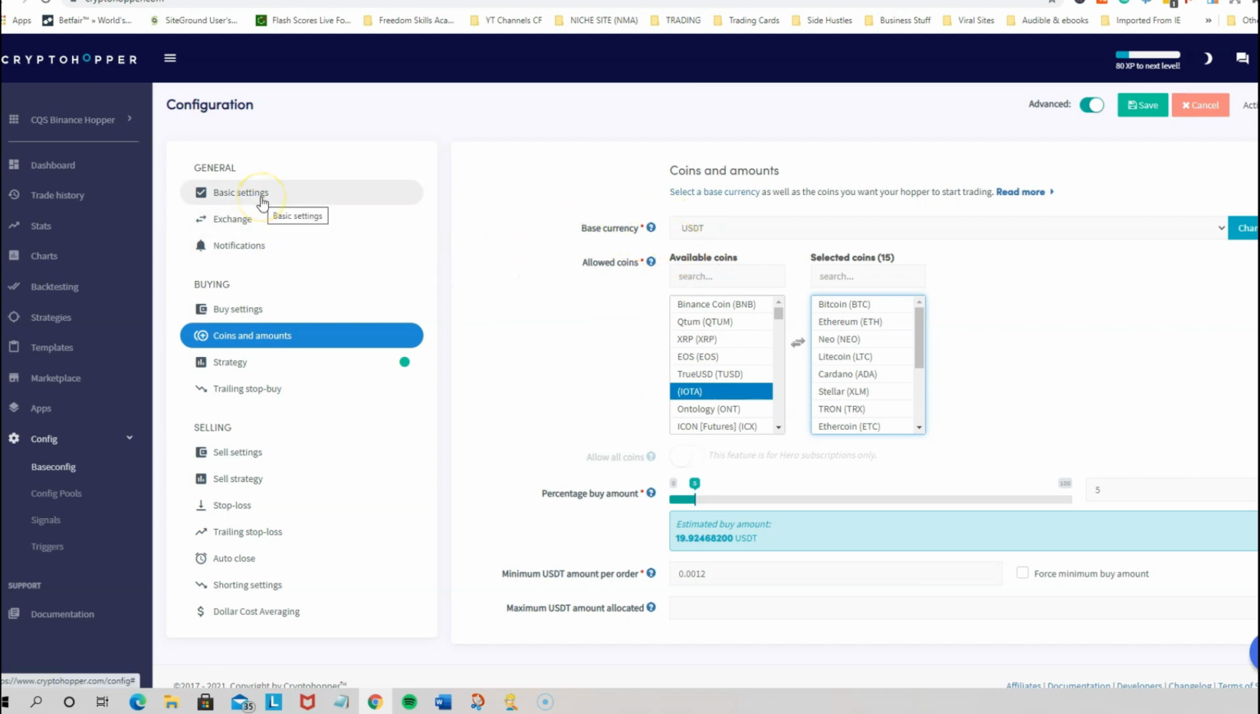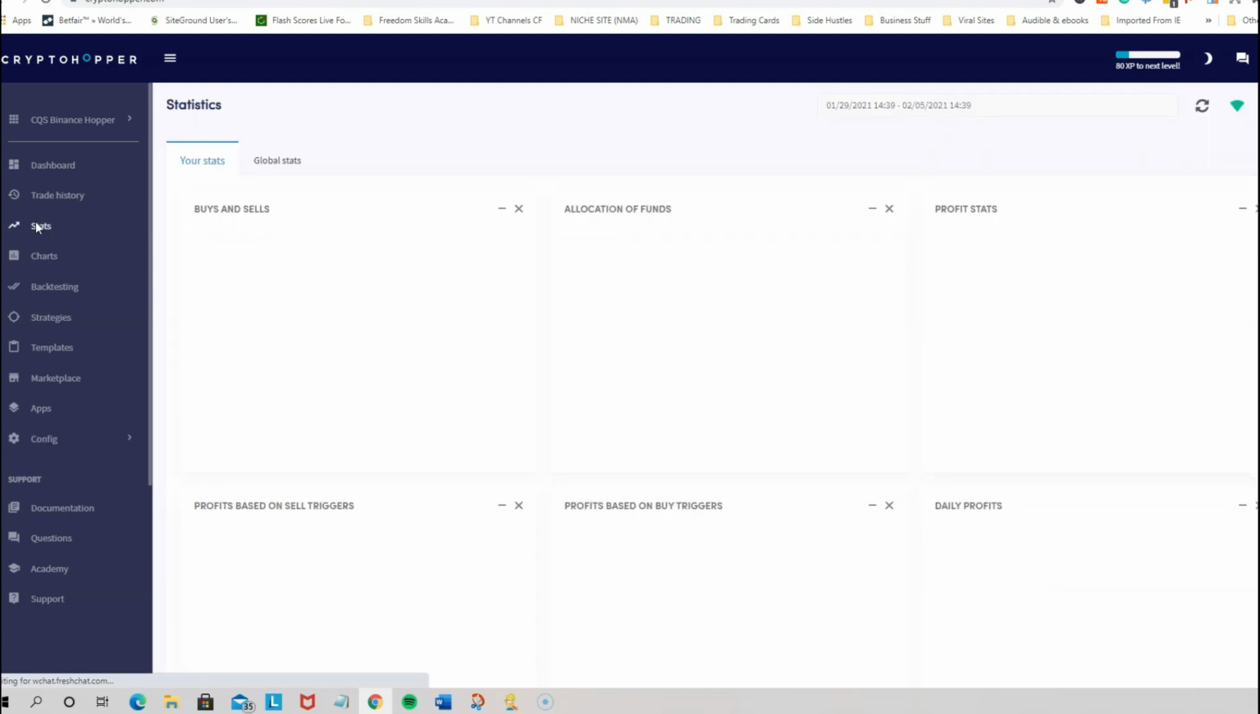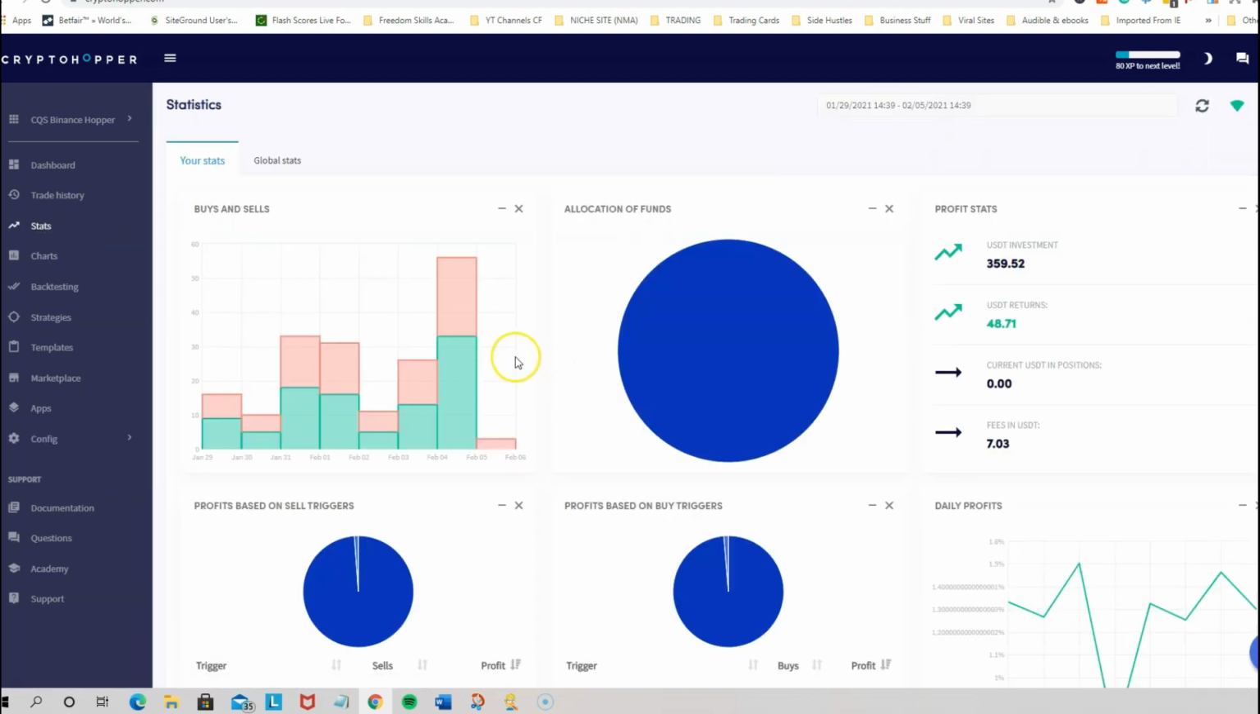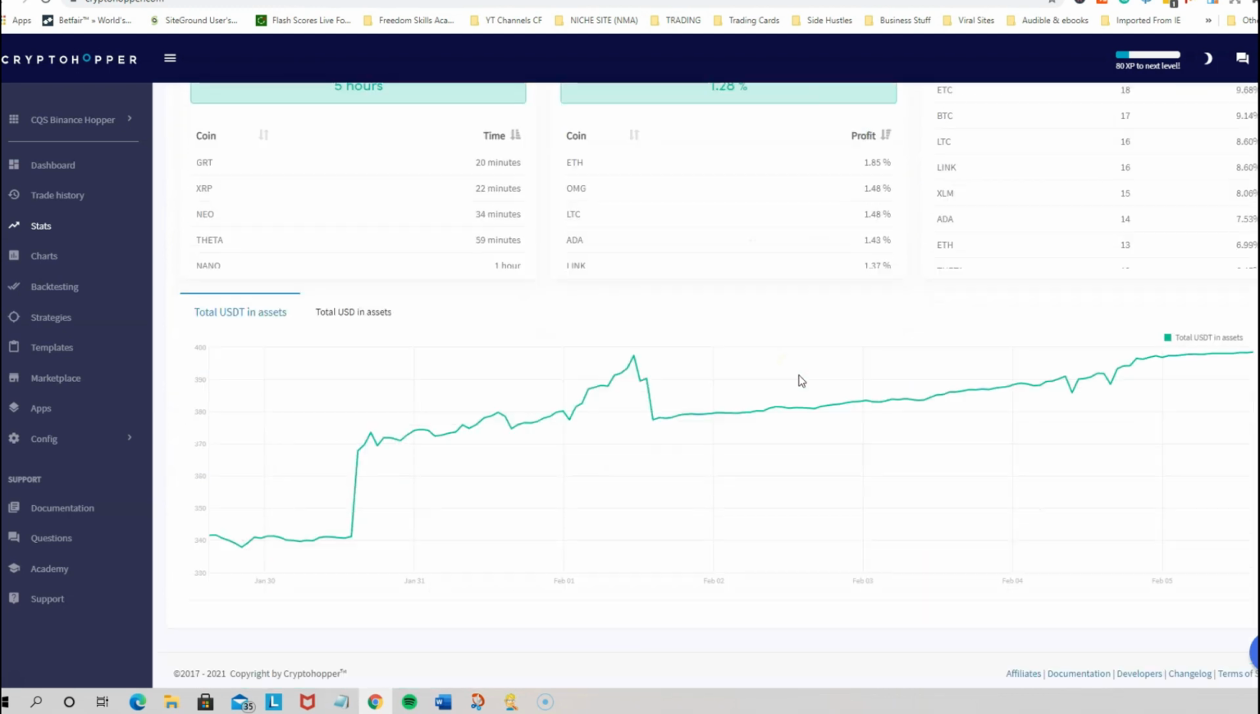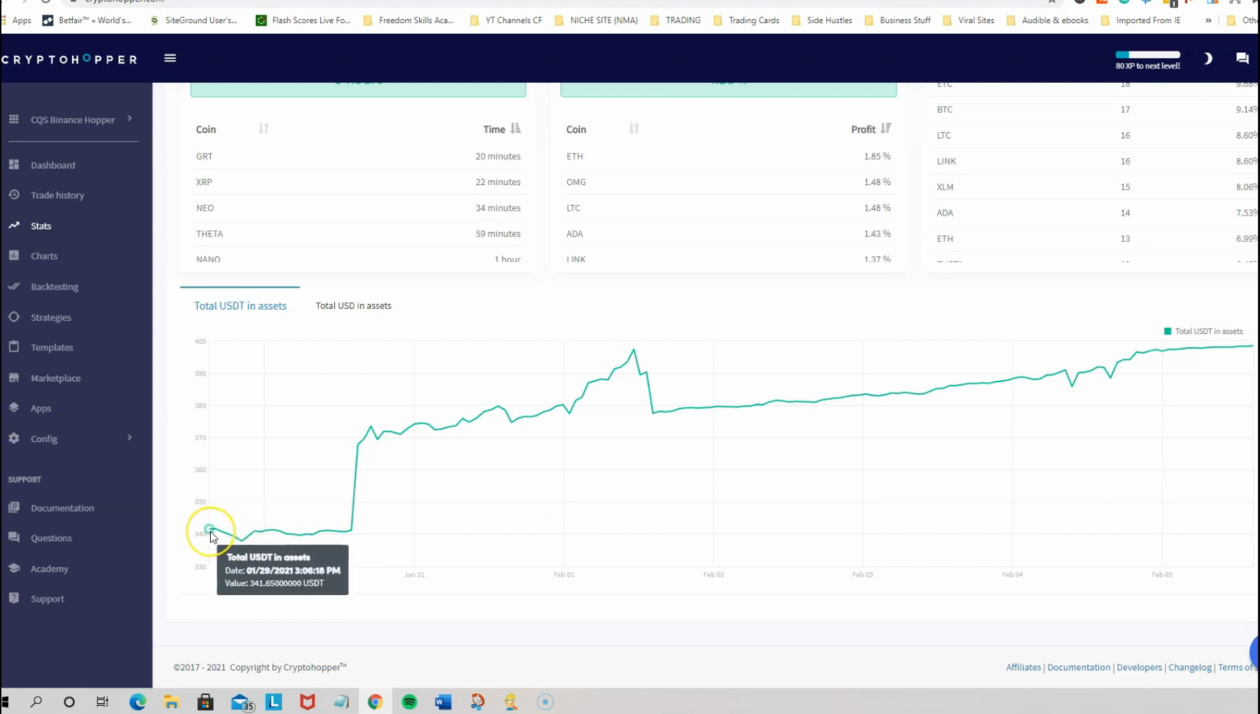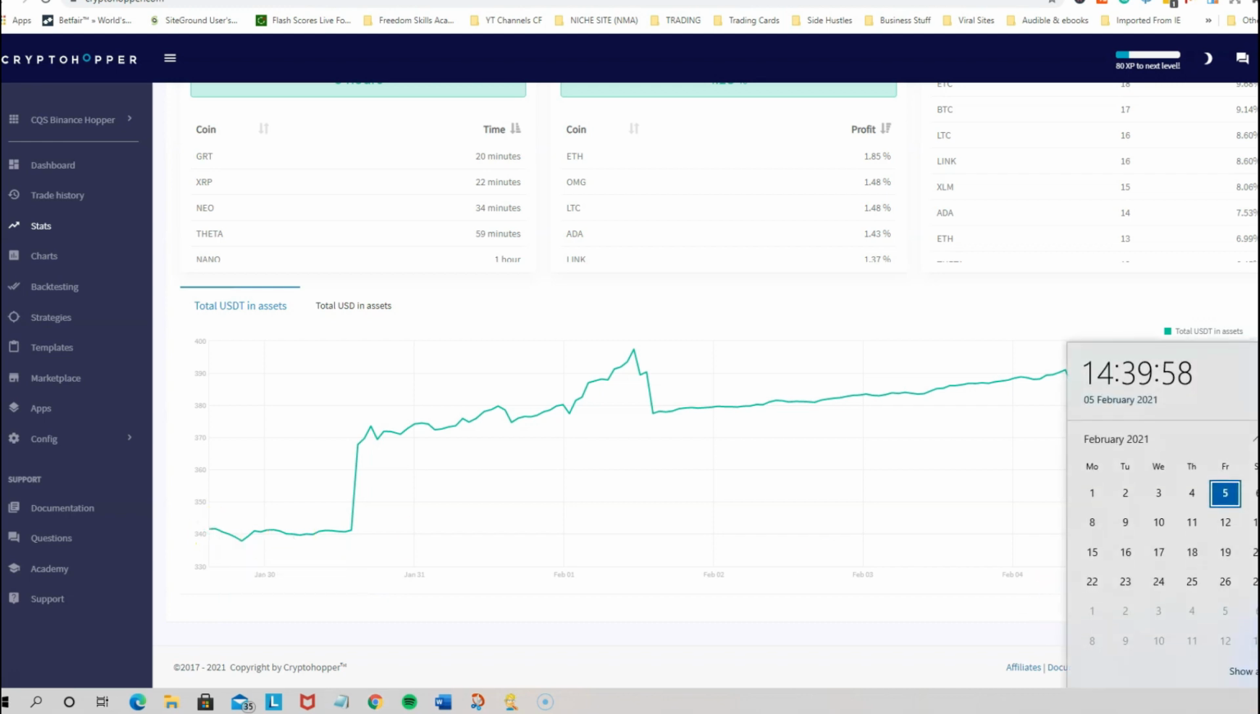Okay. So I'll show you what my overall stats are at the moment, and I'm quite surprised. So current returns is $48.71. That's from about 2 weeks I've been doing it. So as you can see, it was 29th of January. So I started doing it on the 29th of January, which, if you can see, is just over a week.